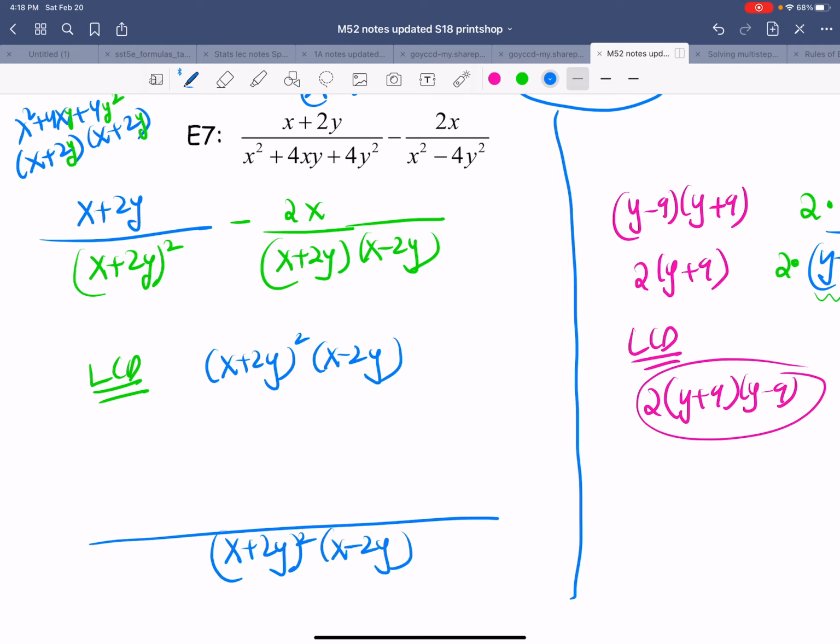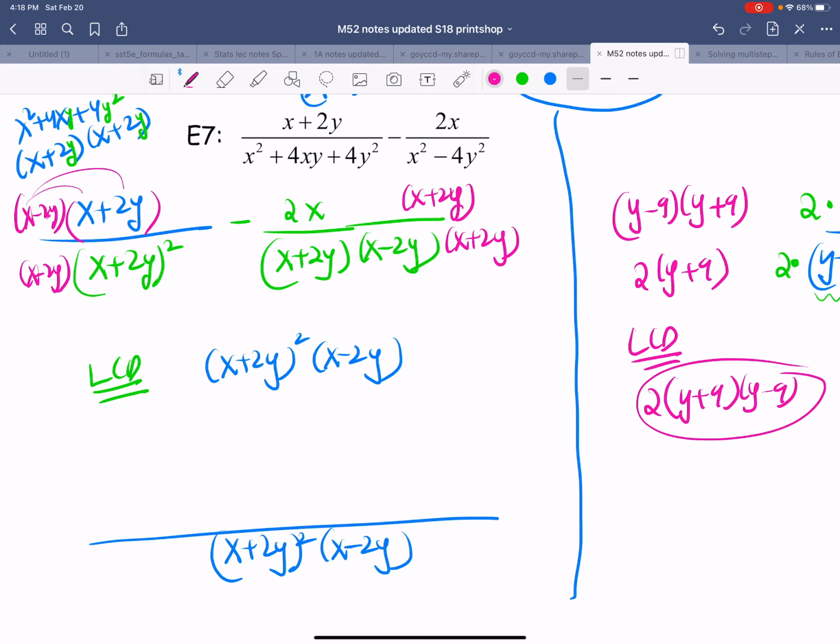I'm going to write it as a single fraction, (x + 2y)² times (x − 2y). So let's go ahead and multiply the first fraction's numerator and denominator by (x − 2y) to get to the common denominator. And then (x + 2y), (x + 2y). All right, so here we go. We're going to have to FOIL these out.